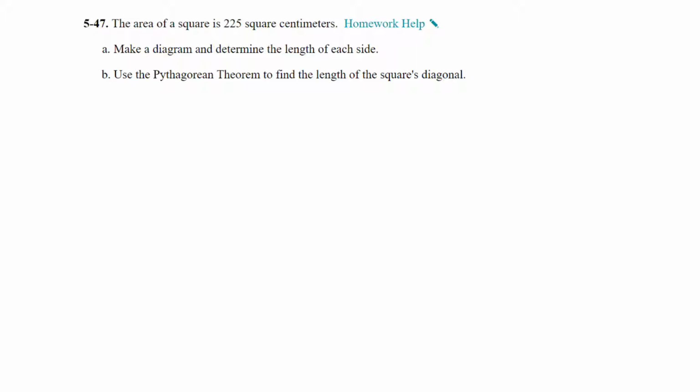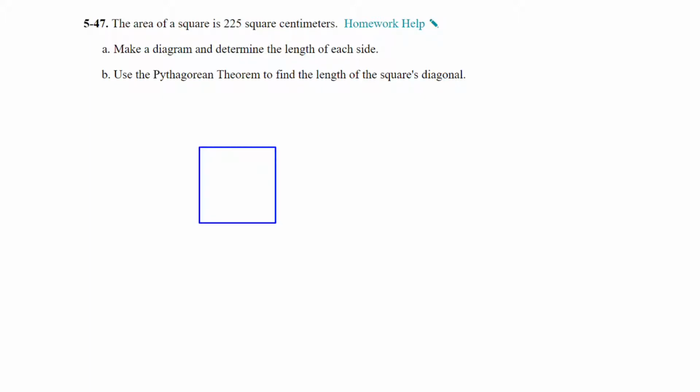Question 47. The area of a square is 225 square centimeters. Make a diagram and determine the length of each side. Then we're going to use the Pythagorean Theorem to find the length of the square's diagonal. So the first thing is to get our square here and see what we can come up with.